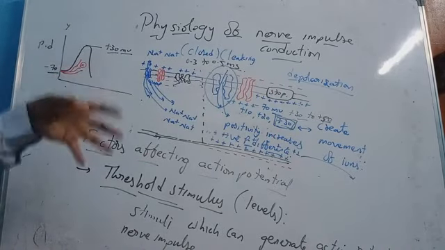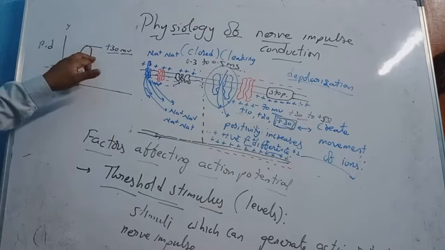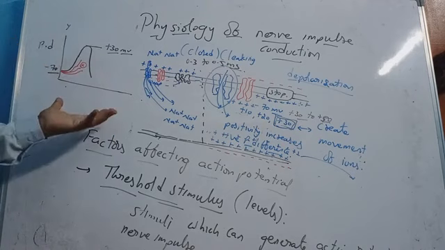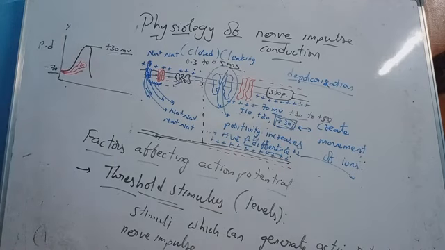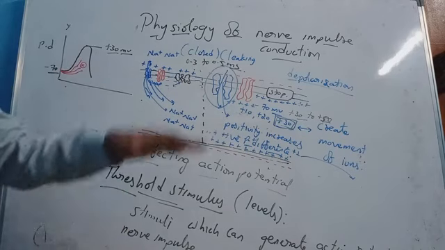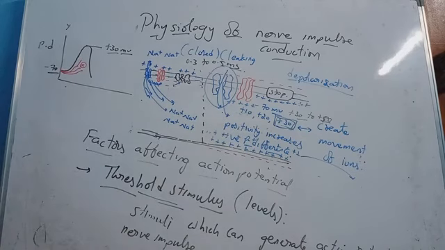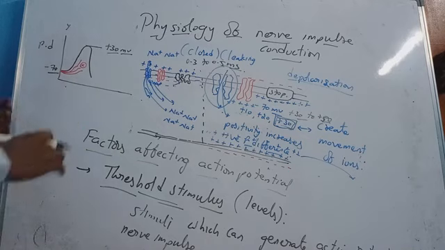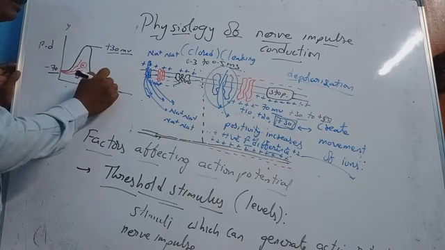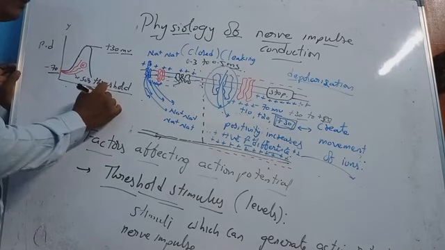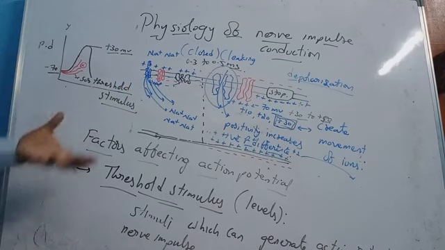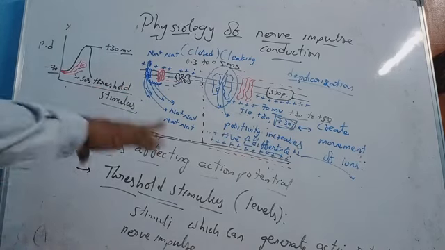So if there is a stimulus which cannot produce a potential difference up to this plus 30 millivolts, that is the action potential, they don't come under threshold stimulus. They are called sub-threshold stimulus. That means they are not able to produce the required action potential or required potential difference. Okay, that is my first point.